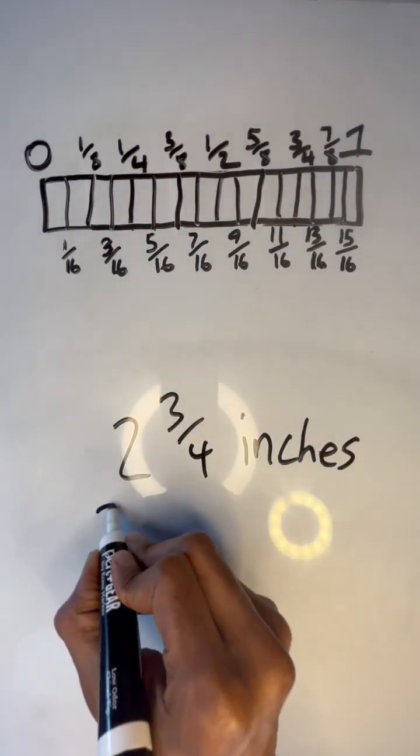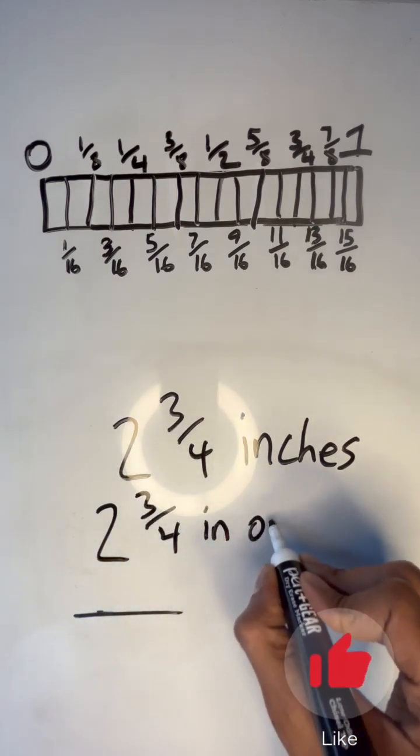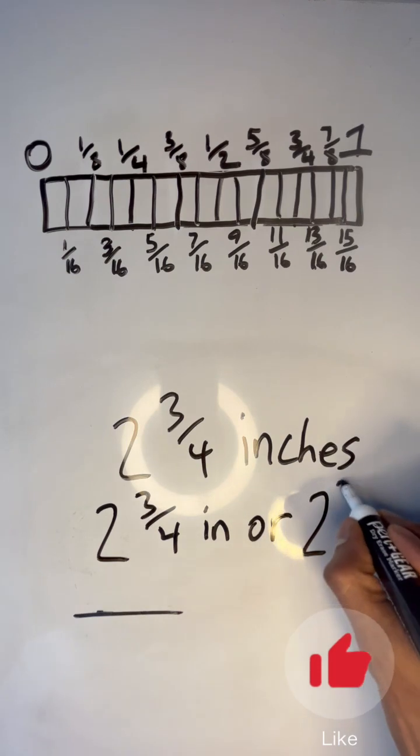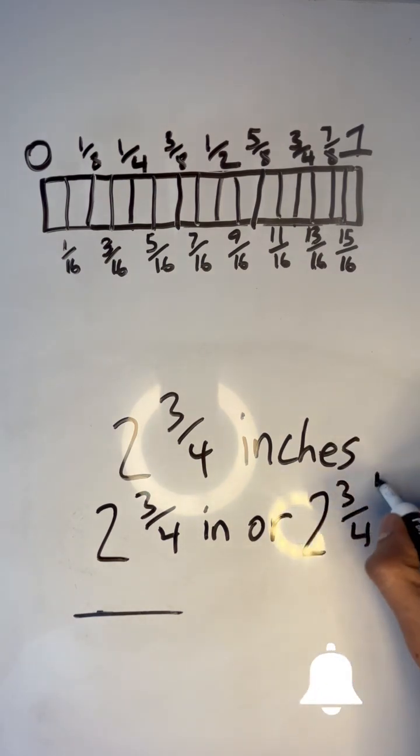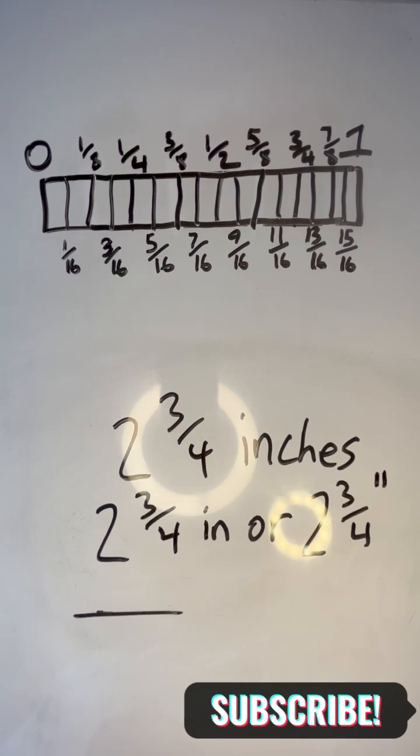Inches can be abbreviated to just IN, or it can be symbolized with the double prime symbol. And that's how you read a ruler or tape measure in inches.